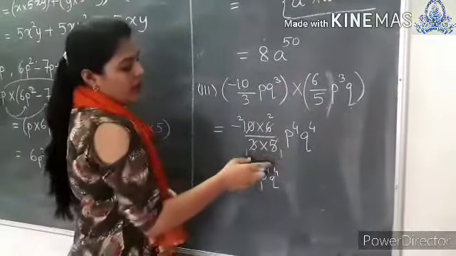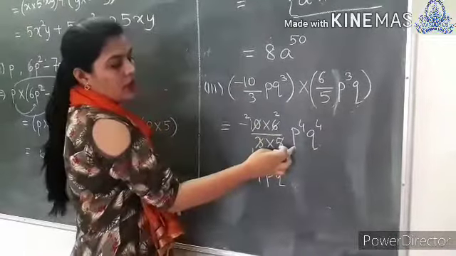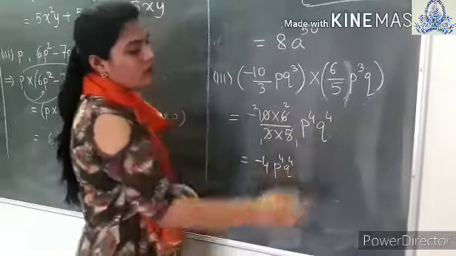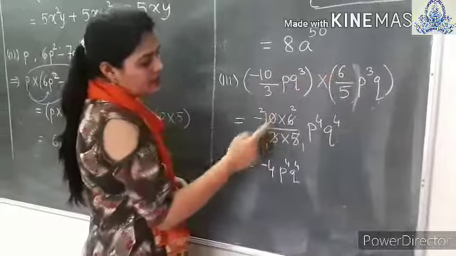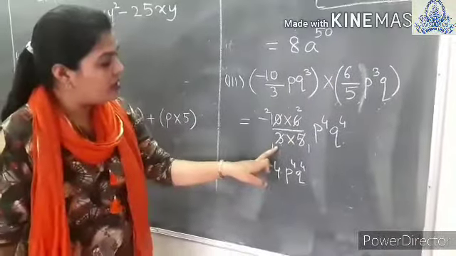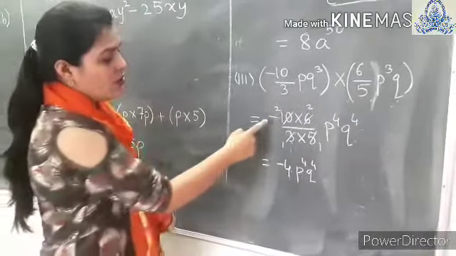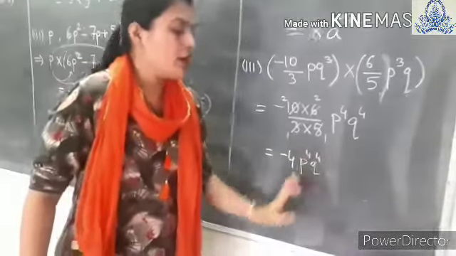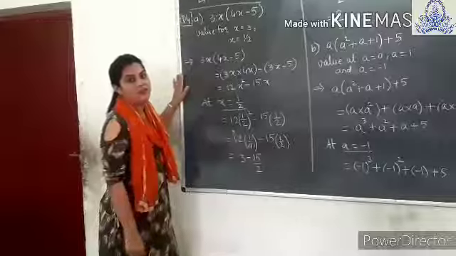Multiply the coefficients first. Now p into p cube gives you p raised to 4, and q cube into q cube gives you q raised to 4. Now 10 multiplied by 6 upon 3 multiplied by 5: 3 ones are 3, 3 twos are 6, 5 ones are 5, 5 twos are 10. So minus 2 into 2 gives you minus 4 p raised to 4 q raised to 4. Similarly you can solve the rest of the examples.